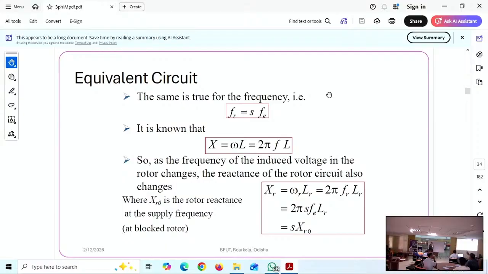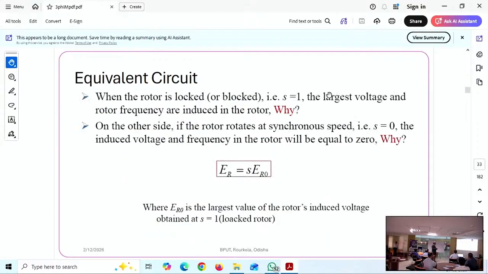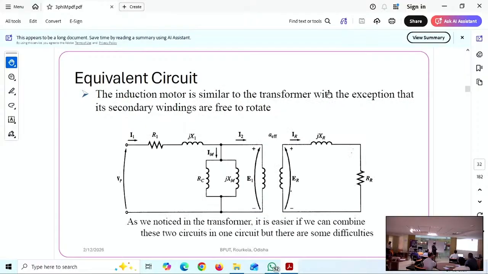Sir, in the previous slide, in the equivalent circuit, one notation is A effective. In between A, what is that? A effective. No, this one. Yes, sir, this is for turns ratio. Turns ratio, yes, sir. How is it coming? Okay, if you have asked, I will tell. Just like a transformer.